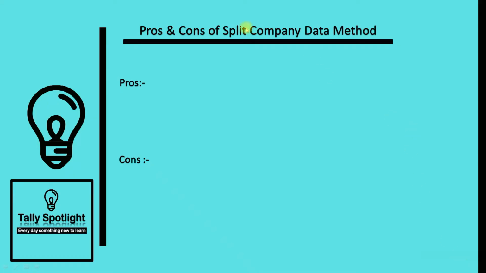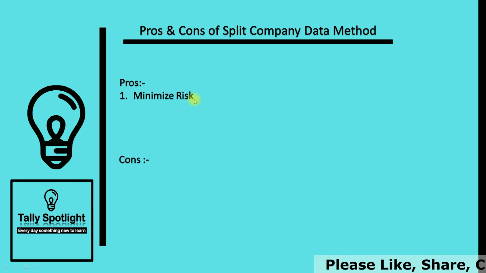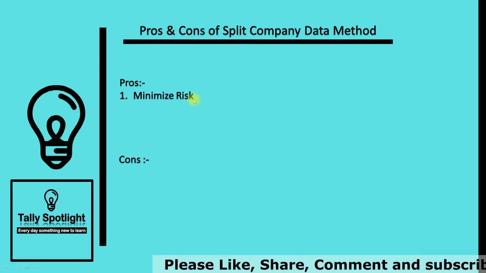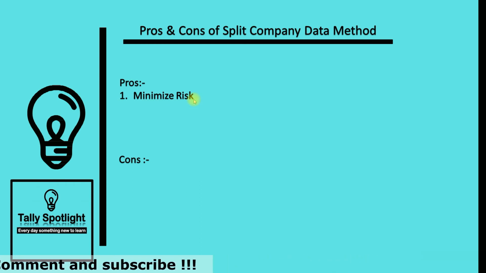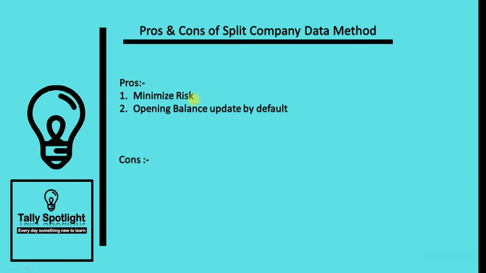Now let's see the pros and cons of the split company data method. This method has a lot of advantages and disadvantages. Let's see them one by one. The first point is minimized risk. Once you split the data, the financial-year-wise data folders are separated. The data size is reduced for the current financial year, so performance is also faster than the earlier method. Opening balance is updated by default. During the splitting process, the previous year company's account master and inventory master, along with the opening balance, are carried forward to the current financial year company by default.